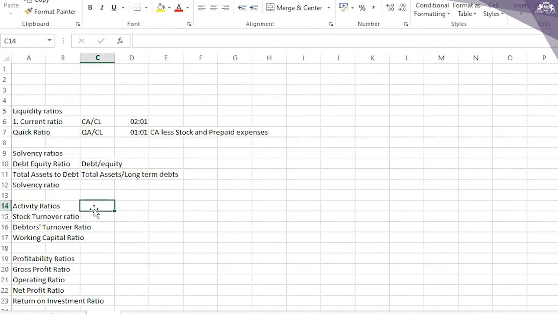Solvency ratio, again, assets divided by liabilities. It is found out how solvent I am. Generally, 20% solvency is considered to be a good ratio.